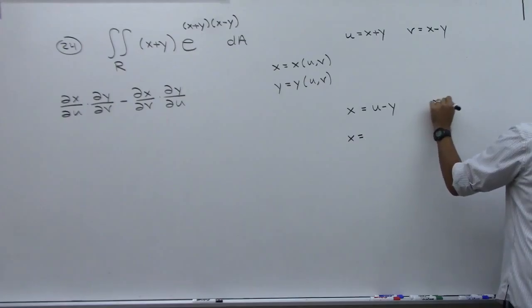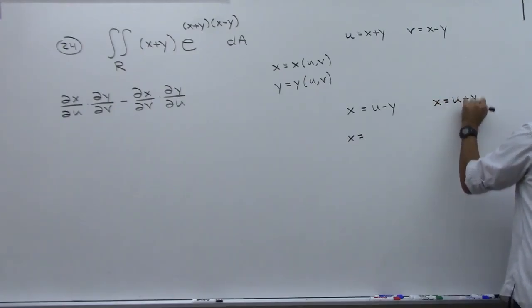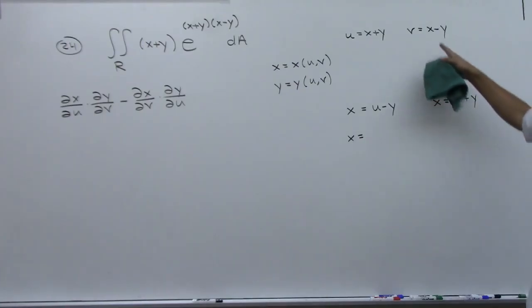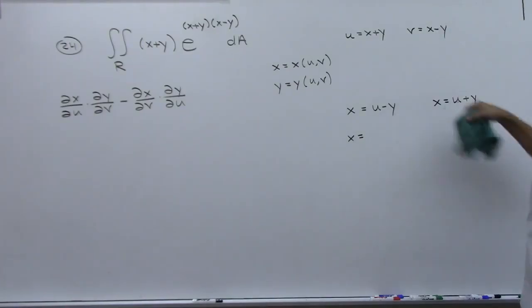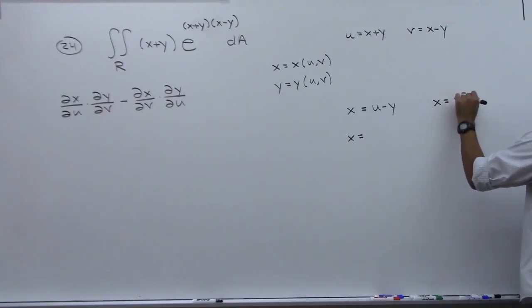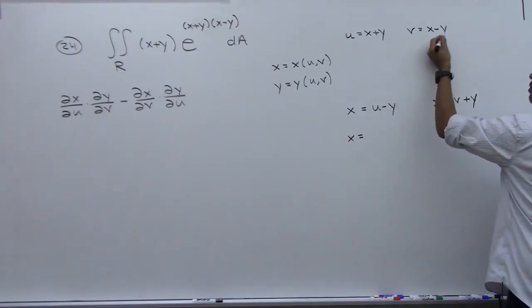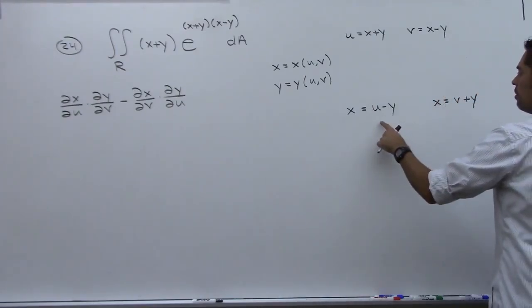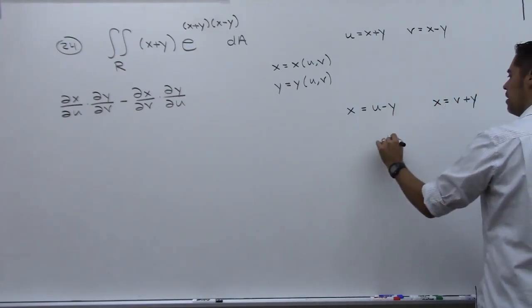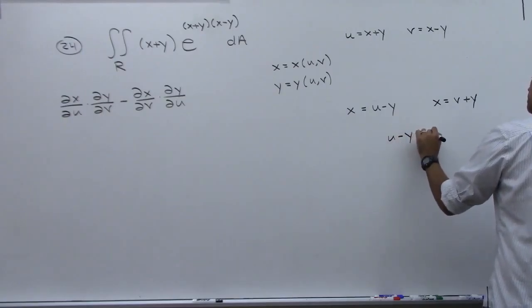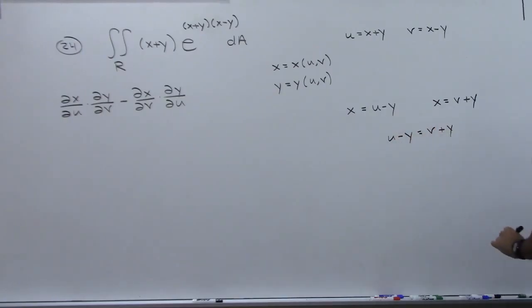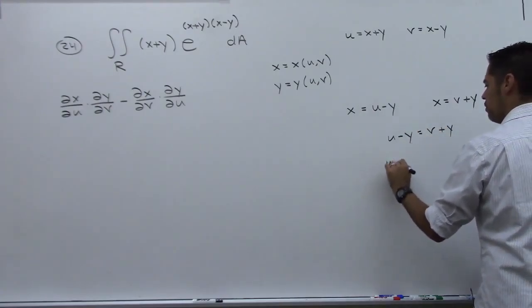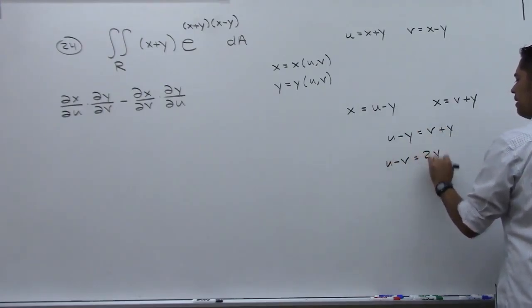All right, so let's try and get x to be a function of u and v, and y to be a function of u and v. So here's what I'll do. Let's solve this for x. x must be equal to u minus y. And let's solve this one for x also. x equals v plus y. So just move this over. So that's what those two are equal to. So you can say that u minus y must be equal to v plus y, because they're equal to each other. And then move things around, you get u minus v equals 2y, right?